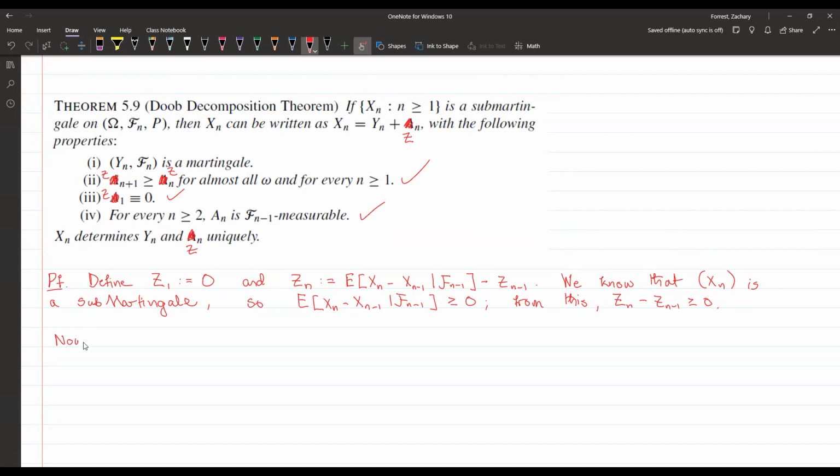Now, define Yn to be Xn minus Zn. Well, already we can see kind of where this is going. The only thing that we really need to do once we make this definition is check to see if Yn is actually a martingale with respect to the filtration Fn. And so that's the very last thing we're going to do.